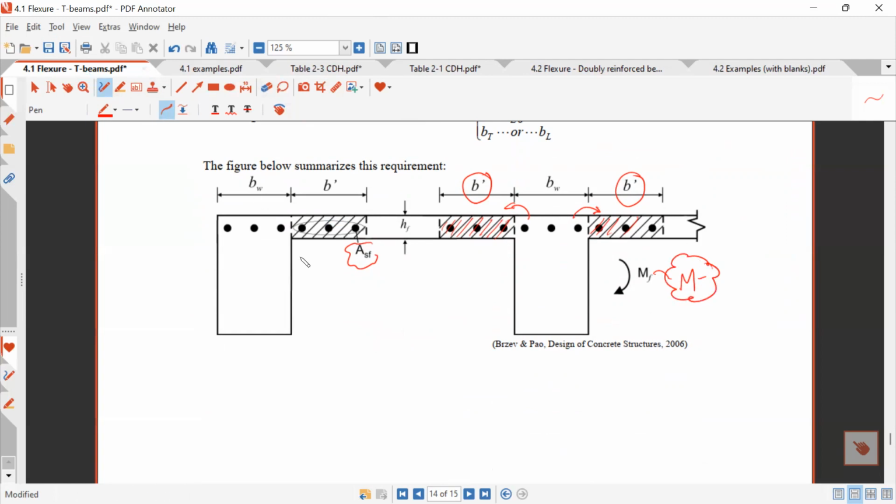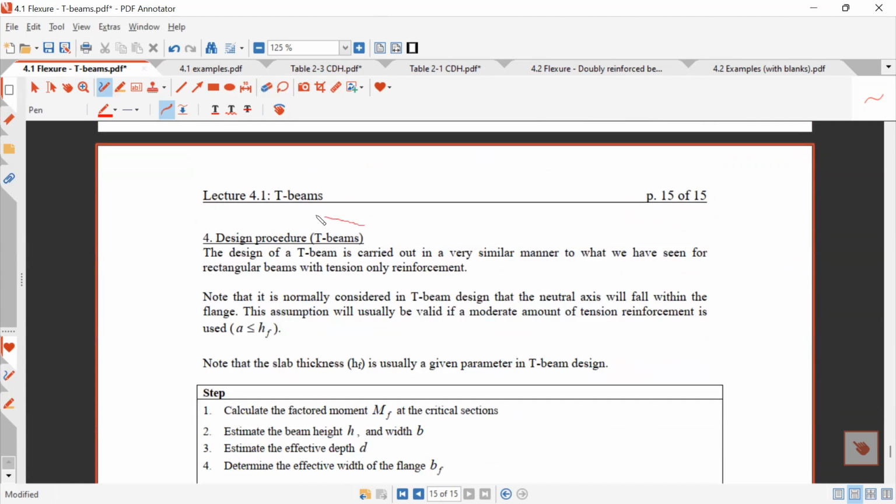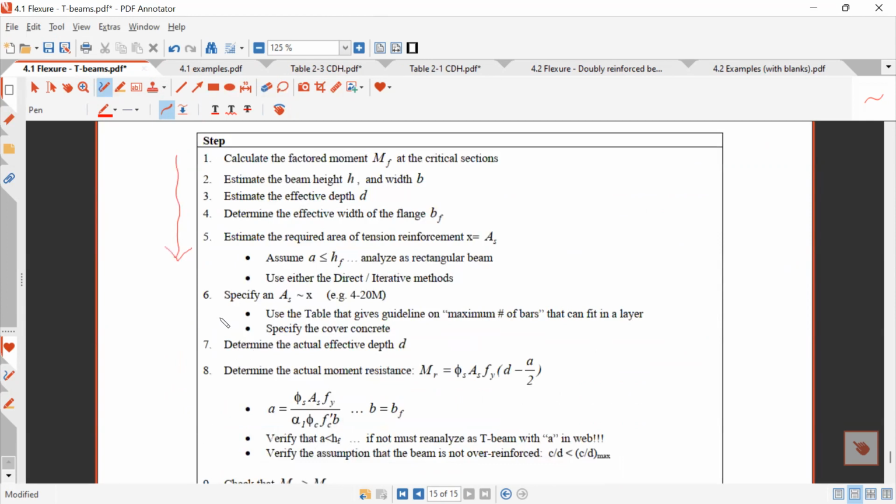All right, so that's for this here. Okay, the last part is talking about the design procedure for T-beams. So these are just the design steps. It's actually exactly the same as what we saw for rectangular beams, so I'm not going to go through this here. So here are the steps.